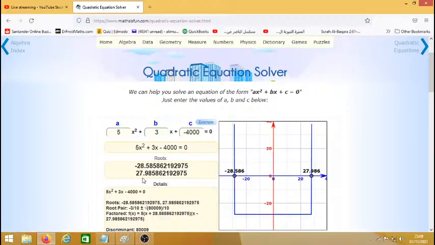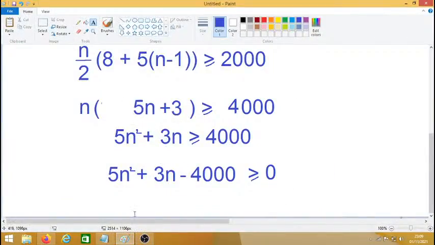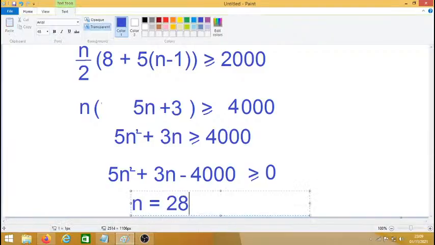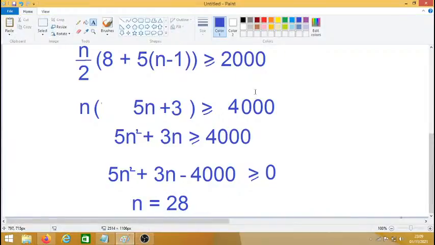Remember, in sequences, you can only have a first number, second number, third number, so the whole number answers for which number of terms it is. So 27.98, we can't have that as an answer. We'll have to round that, so n would be 28, because we're looking for it being bigger than or equal to the 2,000. So if we go bigger than, then that'll mean it'll still be bigger than 2,000. If we round it down to 27, then it wouldn't quite get to the 2,000.